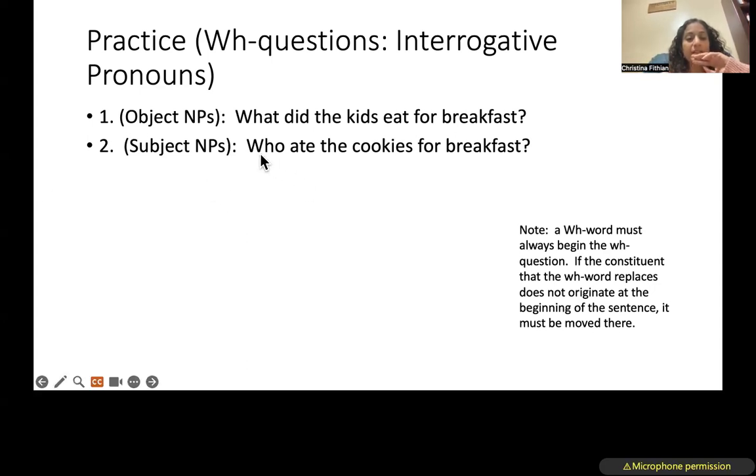So we can practice the second question here. This is a subject NP. So I'll tell you this, the WH word does not move. Who ate cookies for breakfast? I want you to try to diagram these to the best of your ability. Make sure you look at the pages that I post under week 12.